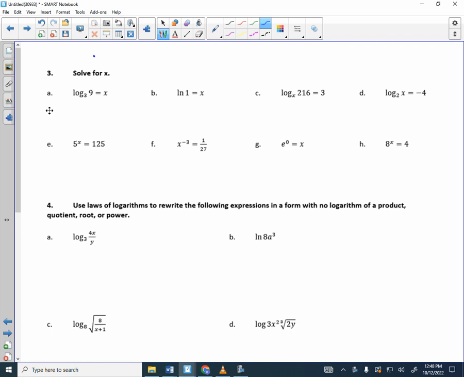Log base 3 of 9 is equal to x. Solve for x. What is x? Why is it 2? 3 squared equals 9. Yep, because 3 squared is 9, so x is 2. We have natural log. What is the base of a natural log? The base is e, so this is really log base e of 1 is equal to x. If you write it in exponential form, it means e to the x is equal to 1. What power do you take something to get 1? 0. So x is 0.